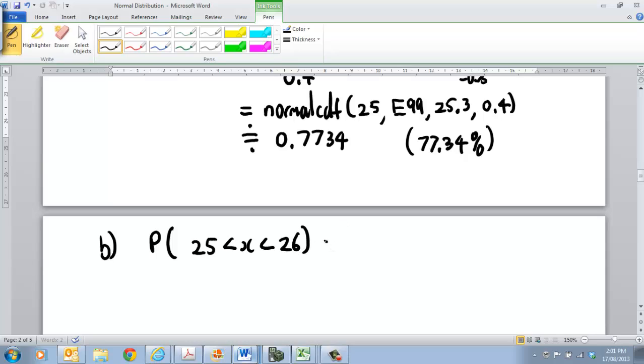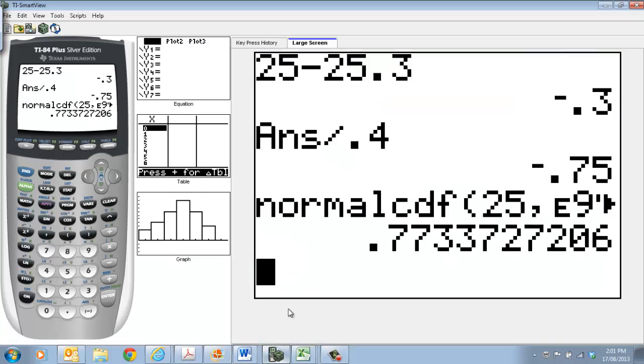So this is how you'll write it into your calculator, and this is how you also put it into your calculator if you don't have the new system. So you'll put in 25, 26, 25.3 and 0.4. Alright, so I'll go back to my calculator.